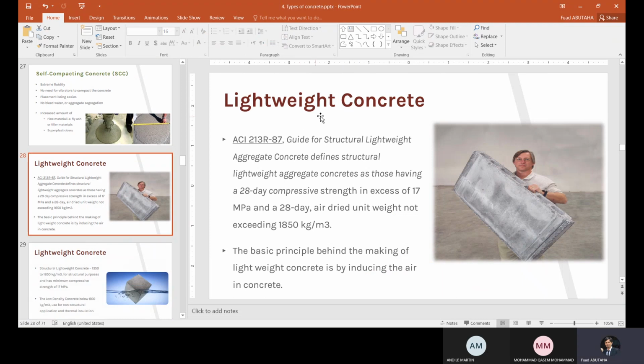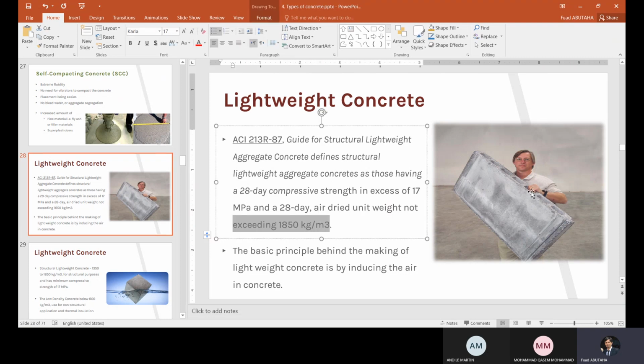Another type of concrete is the lightweight concrete. Lightweight concrete simply can be defined as the concrete that has low density. And how much is the density? The number that differentiates between normal and lightweight concrete depends actually on the standards.